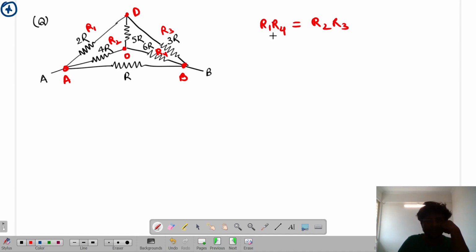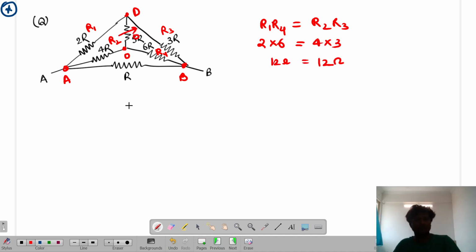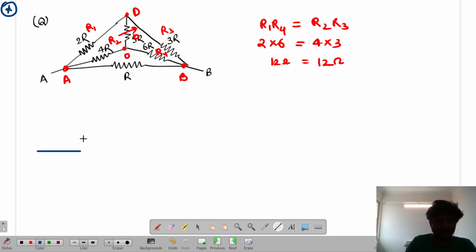Look, what is R1? 2 into 6. Here it is 4 into 3. So this is 12 ohms equal to how much? 12 ohms. So basically, the current through this is how much? 0. Yes? Current through that is 0 or not? So the net equivalent equation will be what?